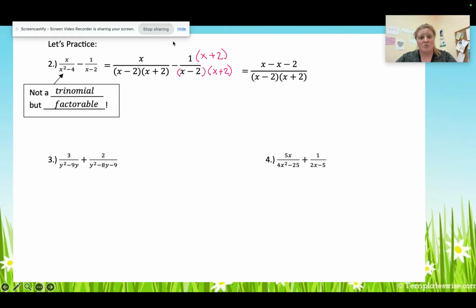Now when you go to distribute, again, be careful, it's not 1, it's like negative 1. So we distribute negative 1 into the parentheses, and we combine our like terms, and that's our answer.